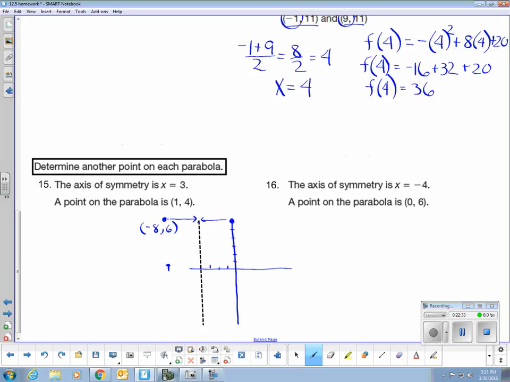And we can check this. We can take my point (0, 6), and I can average my two x values. And that gives me negative 8 divided by 2, which is negative 4. So it does check. Here's my axis of symmetry, x equals negative 4. And so I'm going to determine my other point to be (-8, 6).